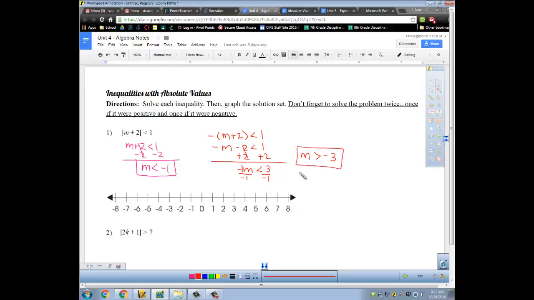So we're going to graph this similar to what we did last week. Open circle on negative 1, going to the left just a little bit for now. And then open circle on negative 3, going to the right. So you're shading in between negative 3 and negative 1. So this means m could be anything between negative 3 and negative 1. Okay, moving down.